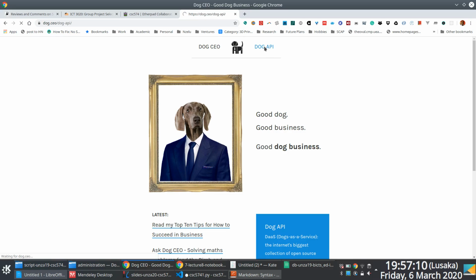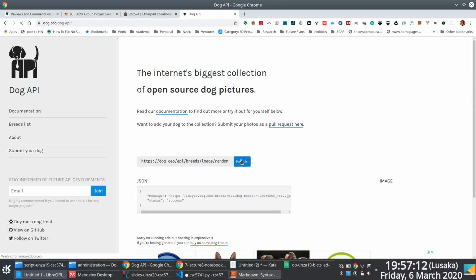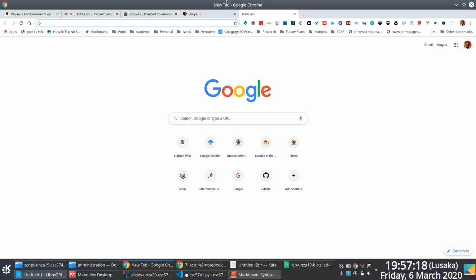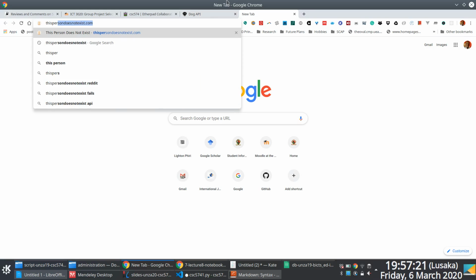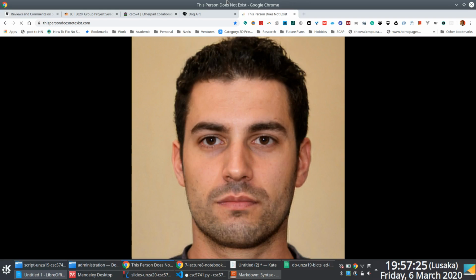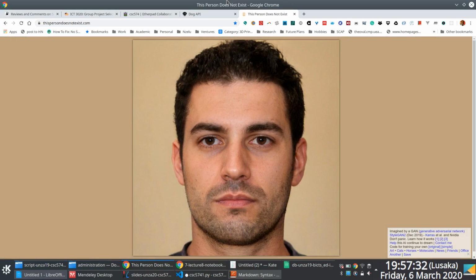If you want, I don't know. Dog.ceo, crazy things here. Or I don't know if I introduced this one: This Person Does Not Exist. Maybe if you look at images, perhaps you've heard about this. All of these randomly generated images we are seeing, these people don't actually exist. There's just a learning algorithm that does this. It creates faces. Every time you refresh, a new face comes up.